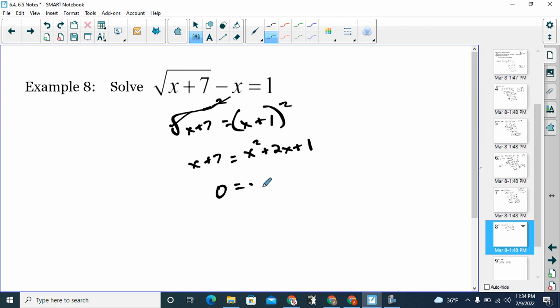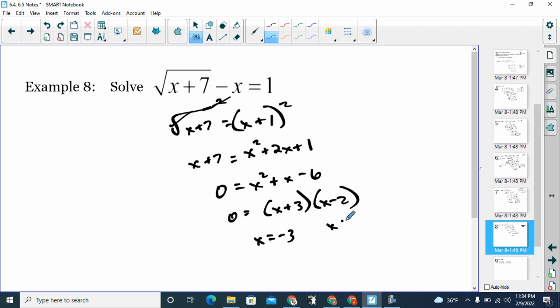Get your equation equal to 0. Factor. Solve. Check for extraneous solutions. That'd be square root of 4, so 2, minus negative 3. 2 plus 3 is not 1. Plugging in 2 gives me 9. Square root of 9 is 3. 3 minus 2 does indeed give me 1. So again, the second one checks, but the first one doesn't.